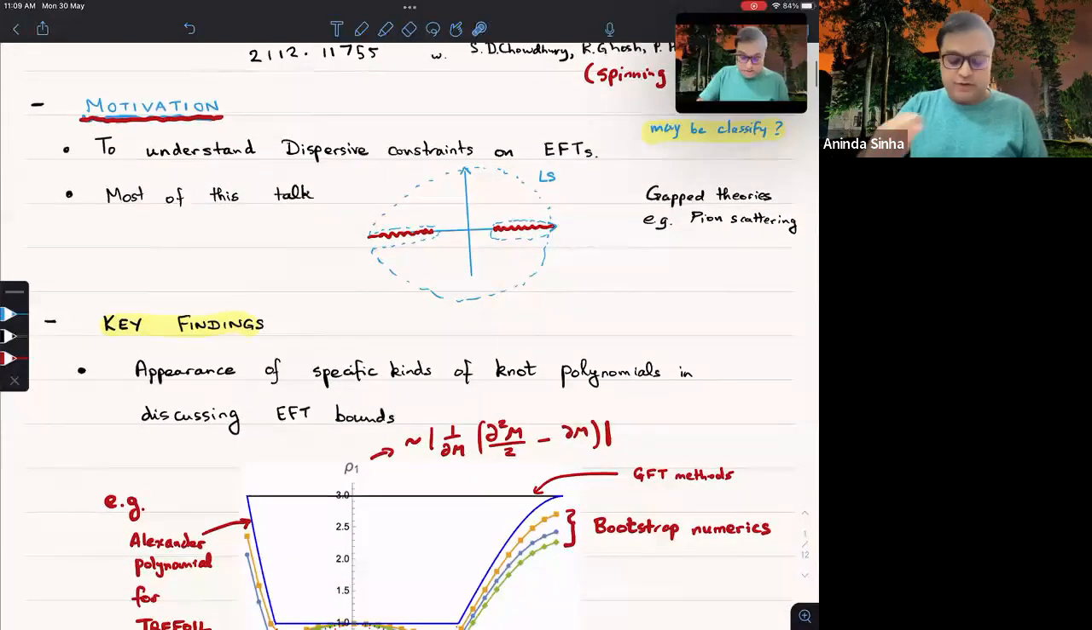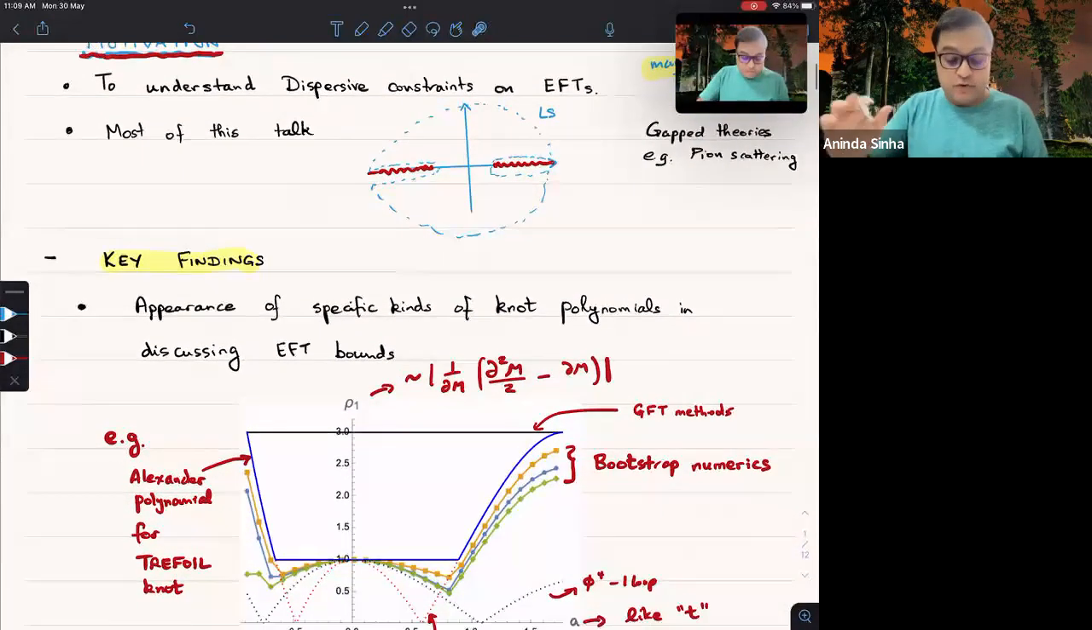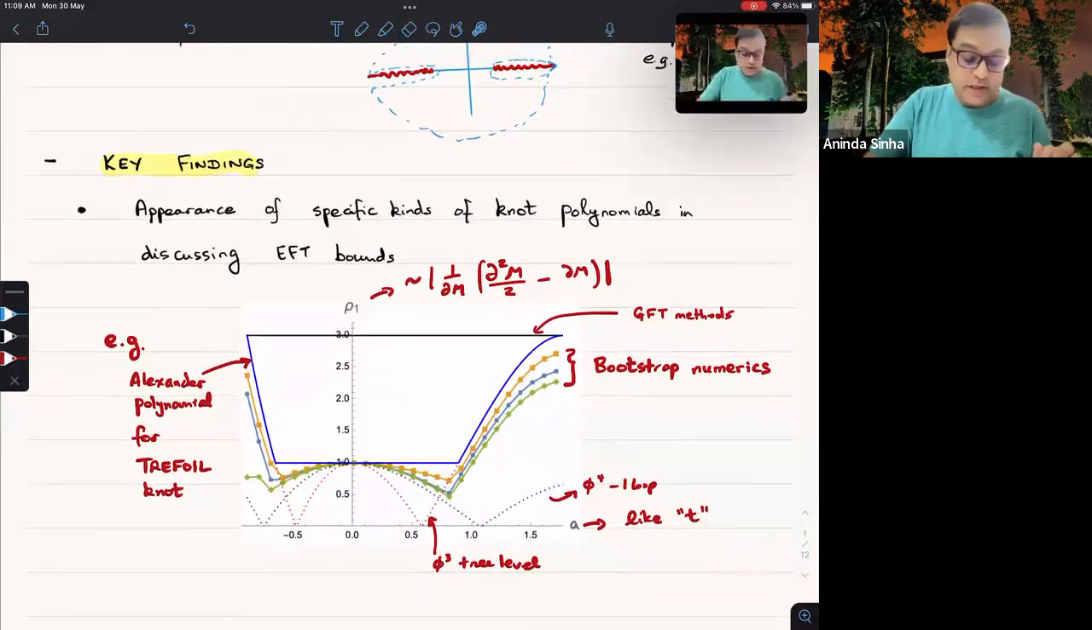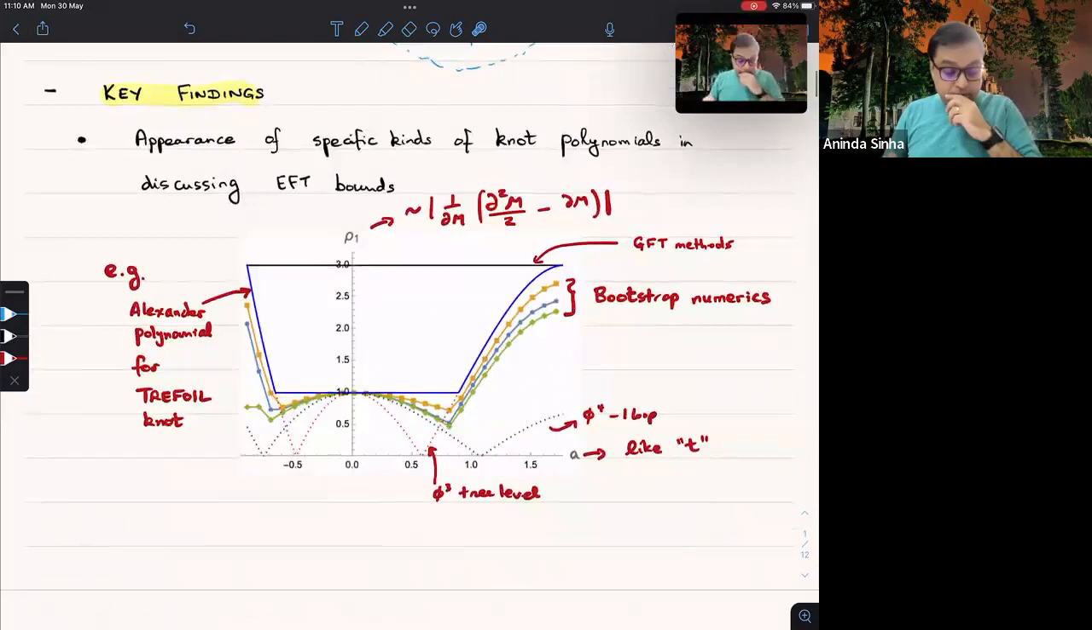Okay, so let me just summarize some key findings before going into the introduction and background and so on. So there are a couple of key findings. The first one is that we will see that when we try to constrain the space of effective field theories, there will appear quite naturally specific kinds of knot polynomials in discussing these EFT bounds. So here is a picture. So let me explain what the various axes are.